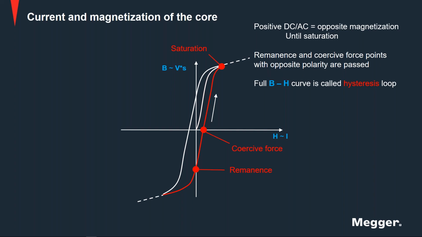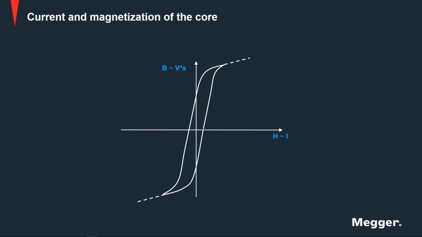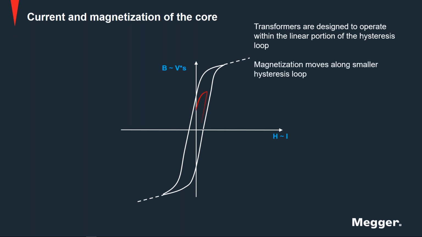Now this is if we're driving the transformer into saturation through every DC or AC cycle, which is not really how transformers are designed to operate. It may be how we test them. But transformers are designed to operate within the linear portion of this hysteresis loop, and it's going to move along a much smaller hysteresis loop that is inscribed in that greater saturation hysteresis loop. It is important to note that this smaller hysteresis loop will still have remnants and coercive force points.